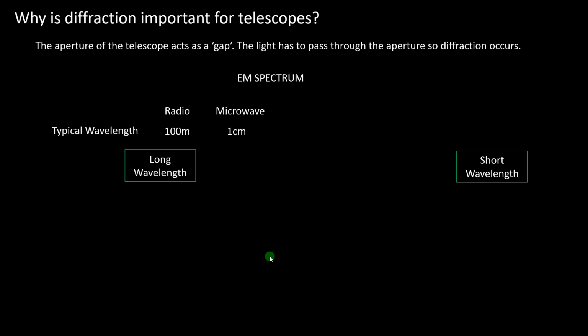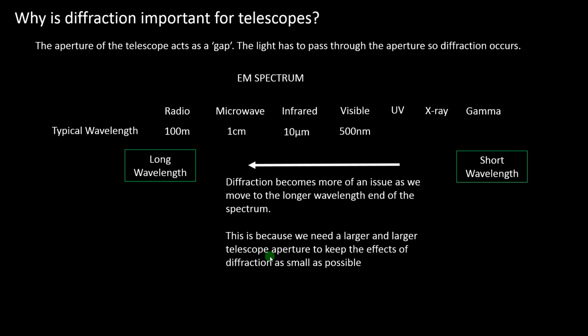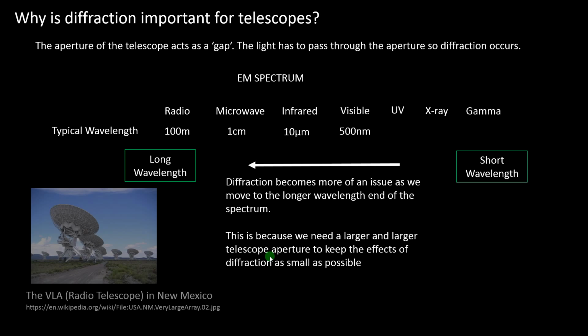Then we've got microwave, where we're talking a few centimeters. Infrared, 10 micrometers, so that's 10 millionths of a meter. And the visible part of the spectrum, 500 nanometers roughly, 500 billionths of a meter. And then ultraviolet, X-ray and gamma ray have such short wavelengths that we're not really going to be worried about diffraction occurring for them. So remember, the bigger the wavelength, the worse the diffraction gets for a given gap size. So diffraction is much more of a problem as you head to the left of this spectrum, so down the radio and microwave end. For example, this picture here is of the Very Large Array, which is a radio telescope in New Mexico.